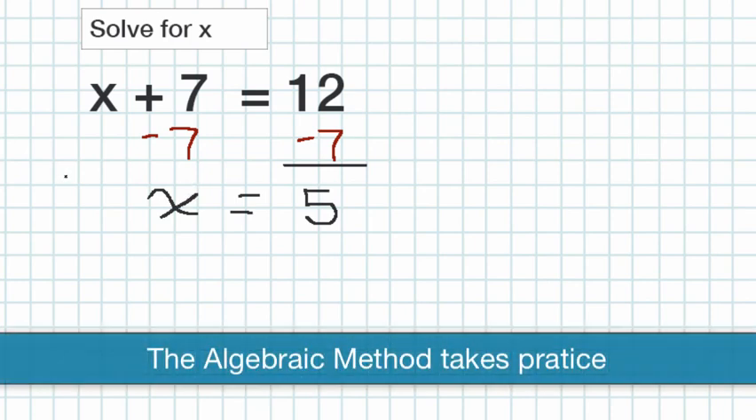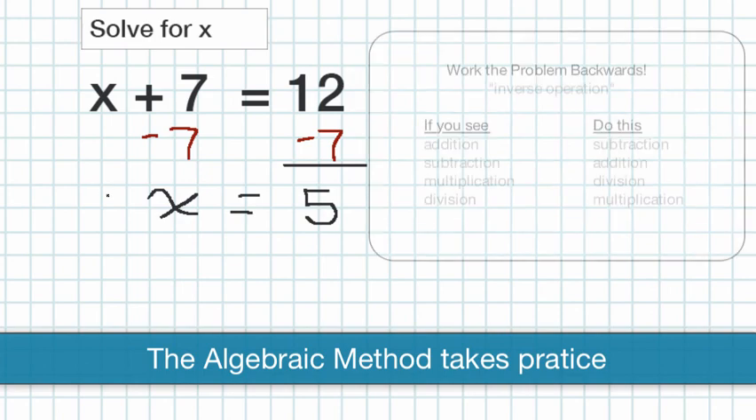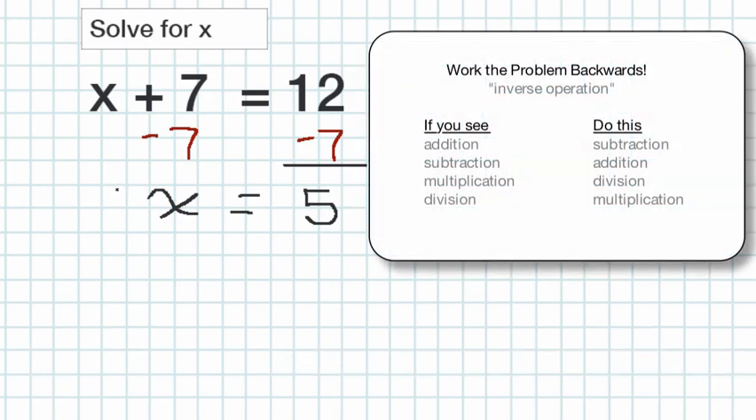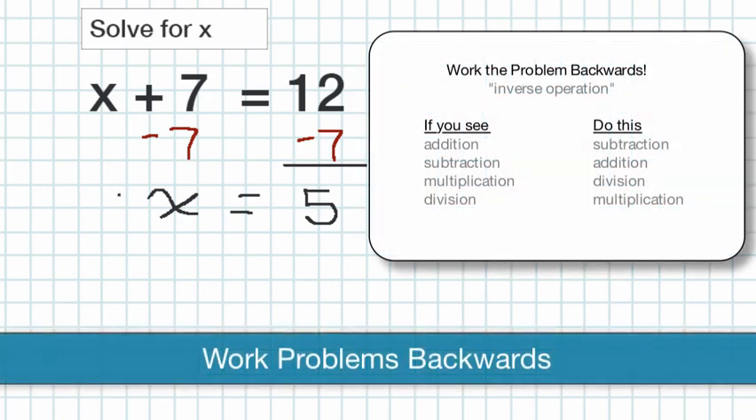I would encourage you to go through and practice a few of these on your own. After a little time and a little practice, you'll figure out how some of these operations work. The key is to work the problem backwards, or to do the inverse. So if a problem says plus, or an addition, you would do subtraction. If you see subtraction, then you would do addition. If you see multiplication, you would do division. And if you see division, finally, you would do multiplication.